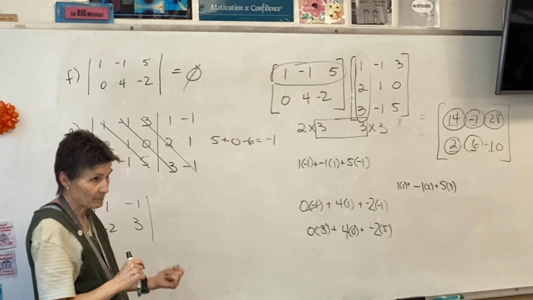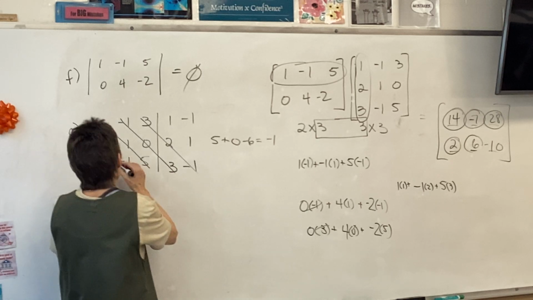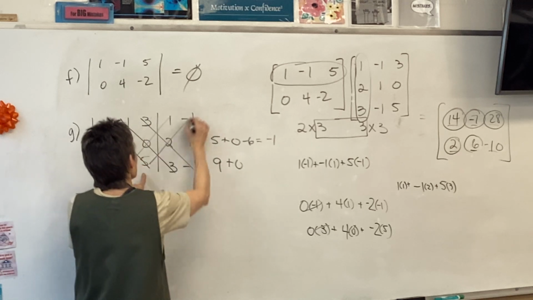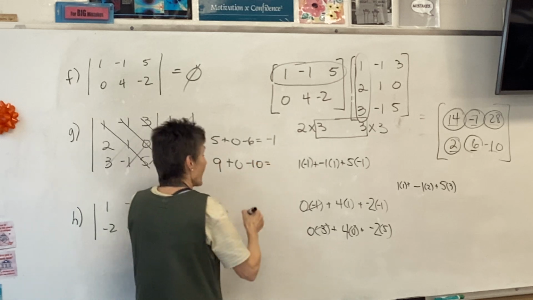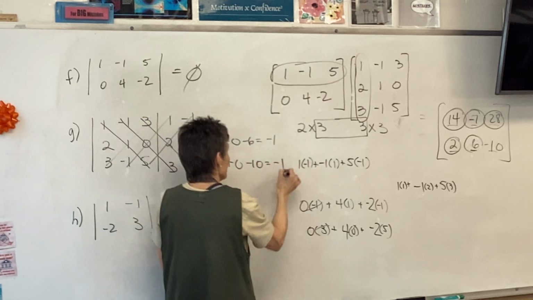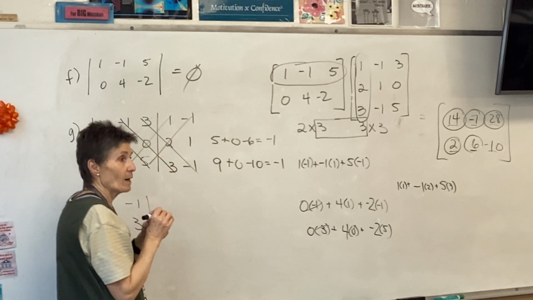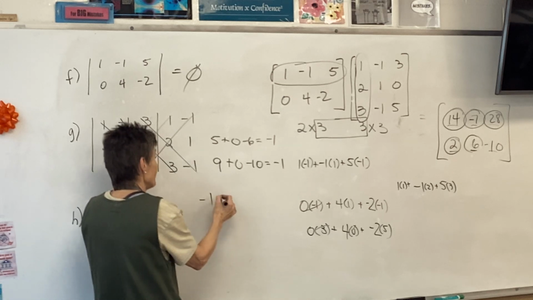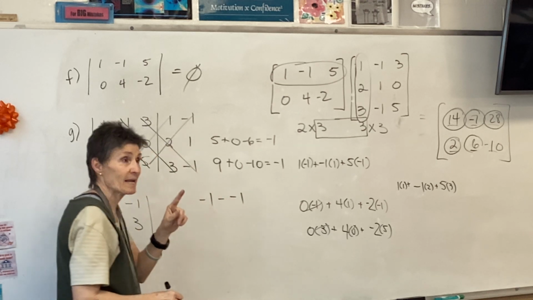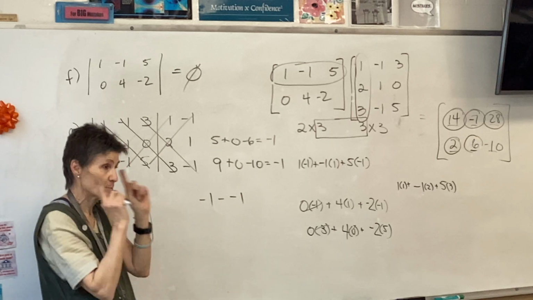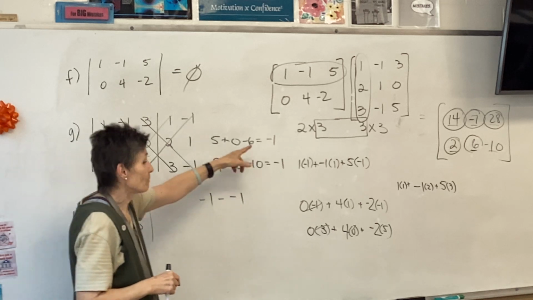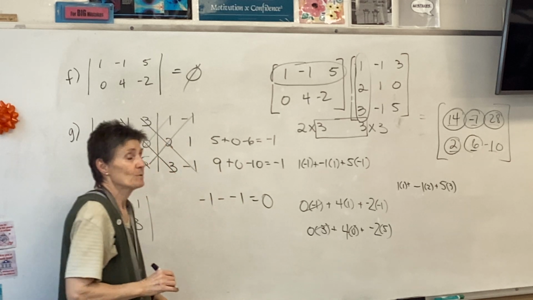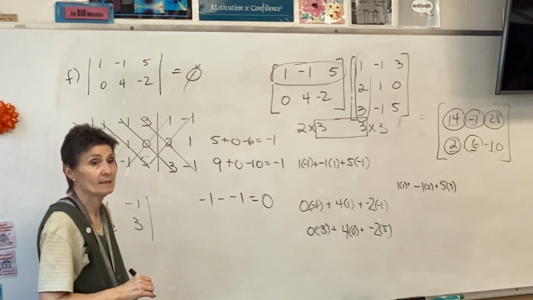Then what happens? Other way. So this would be 9, 0, 0, negative 10. When I add that up, I also get negative 1. And then what do I do with those two numbers? Negative 1 minus negative 1. I heard somebody say add, I'm wrong, it's a subtract. Ronan said it. So negative 1 minus negative 1 is 0, so the value of that determinant is 0.